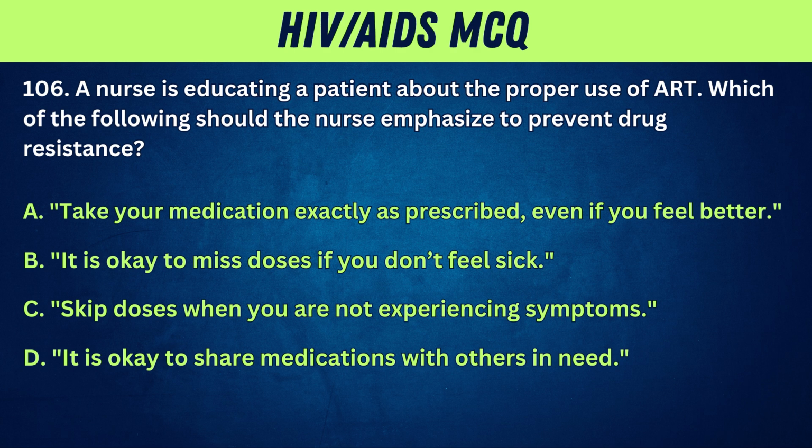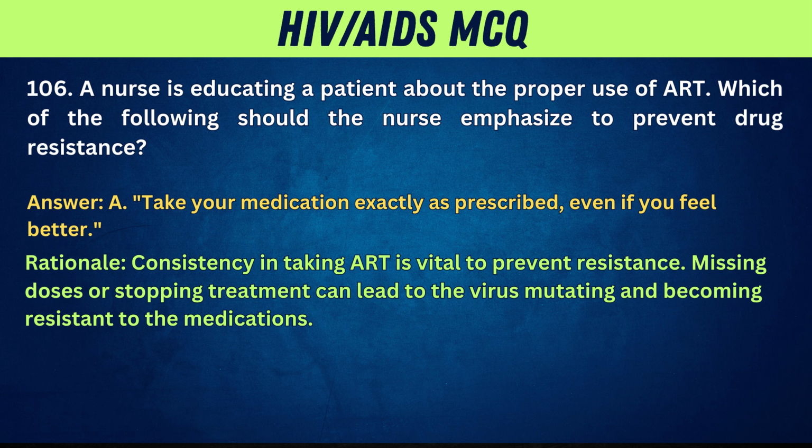A. Take your medication exactly as prescribed, even if you feel better. B. It is okay to miss doses if you don't feel sick. C. Skip doses when you are not experiencing symptoms. D. It is okay to share medications with others in need. Answer: A. Take your medication exactly as prescribed, even if you feel better. Rationale: Consistency in taking ART is vital to prevent resistance. Missing doses or stopping treatment can lead to the virus mutating and becoming resistant to the medications.